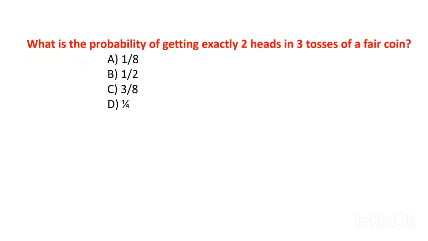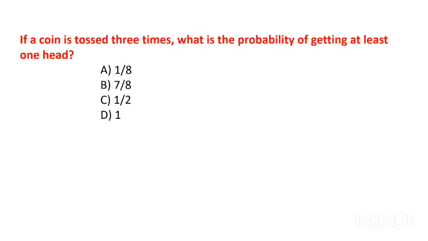What is the probability of getting exactly 2 heads in 3 tosses of a fair coin? The outcomes with exactly 2 heads are HHT, HTH, and THH. So the probability is 3/8. Favorable cases are 3. The total cases are 8. Answer is C.